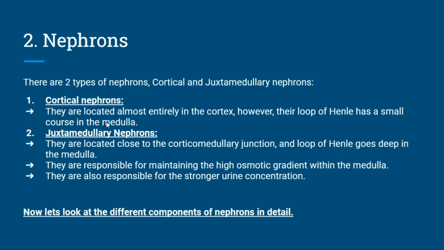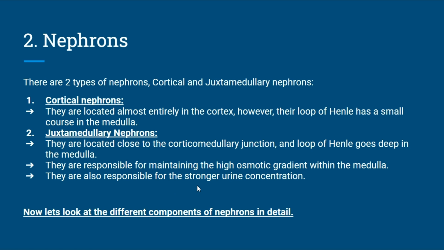So cortical nephrons are located almost entirely in the cortex. However, there is a loop of Henle that has a small course in the medulla, and the juxtamedullary nephrons are located close to the corticomedullary junction, and the loop of Henle goes deep in the medulla. They're responsible for maintaining the high osmotic gradient within the medulla, and this is the high yield point right there. They're also responsible for the stronger urine concentration.